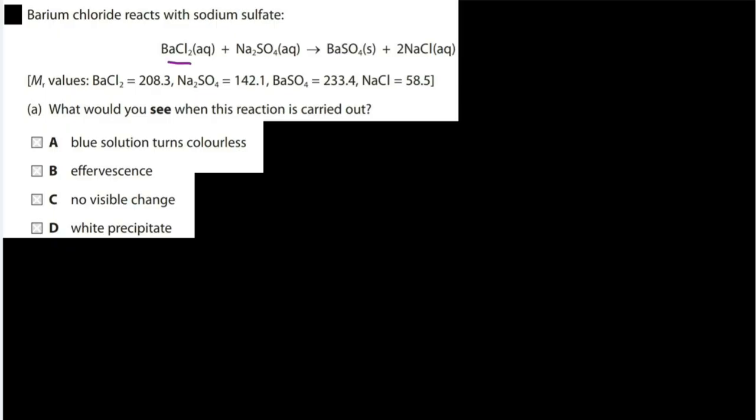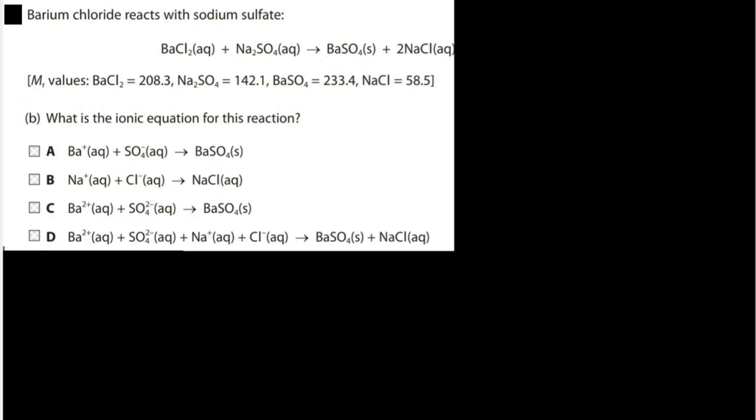So we have here barium chloride reacts with sodium sulfate, and it produces barium sulfate and sodium chloride. And barium sulfate here is an insoluble white solid which is formed from the reaction between barium chloride and sodium sulfate. Therefore, the answer here should be letter D, white precipitate. And the white precipitate observed here is barium sulfate.